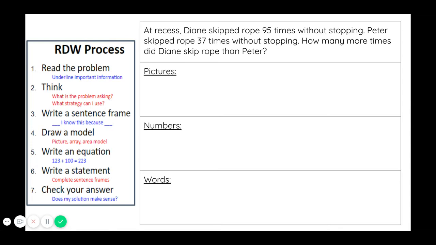At recess, Diane skipped rope 95 times without stopping. Peter skipped rope 37 times without stopping. How many more times did Diane skip rope than Peter? Read it again. At recess, Diane skipped rope 95 times without stopping. Peter skipped rope 37 times without stopping. How many more times did Diane skip rope than Peter? Already, I'm noticing that this is a compare problem. They want to know how many more times Diane skipped than Peter.